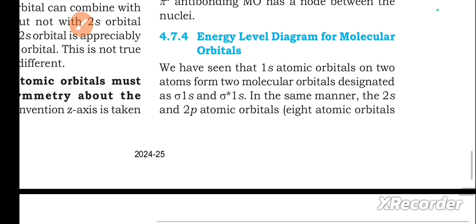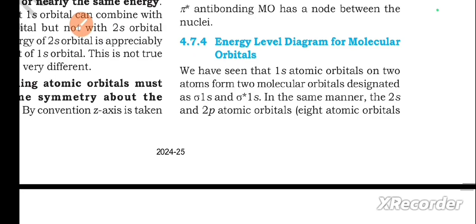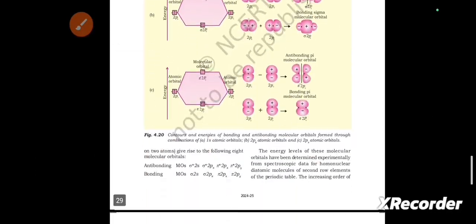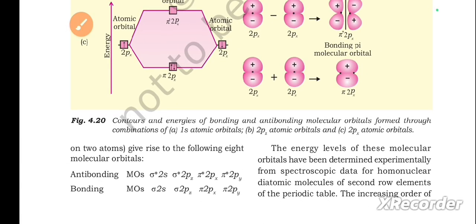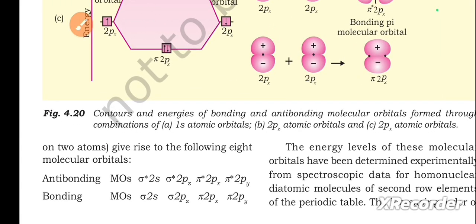Next is the energy level diagram for molecular orbitals. We have seen that 1s atomic orbitals on two atoms form two molecular orbitals designated as sigma 1s and sigma star 1s. In the same manner, the 2s and 2p atomic orbitals, 8 atomic orbitals on two atoms, give rise to the following 8 molecular orbitals, antibonding and bonding. You can pause and check it.